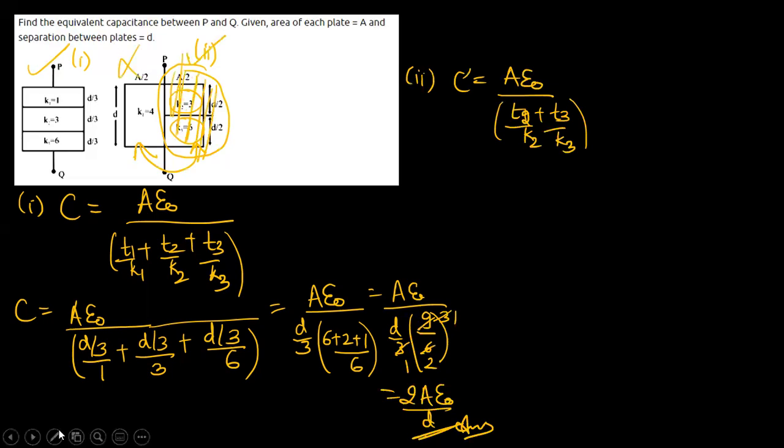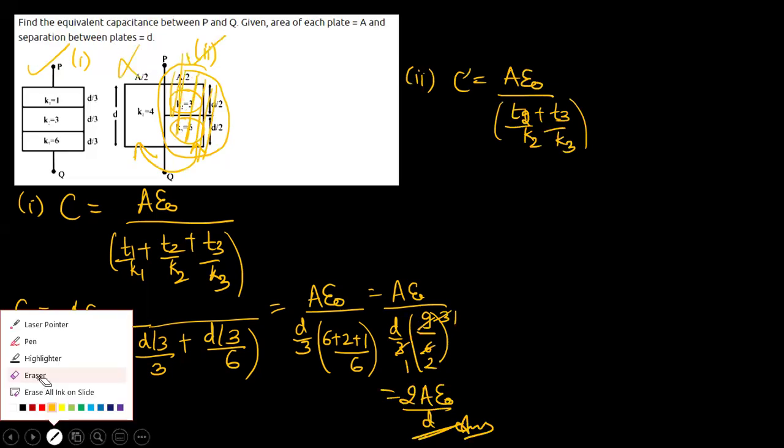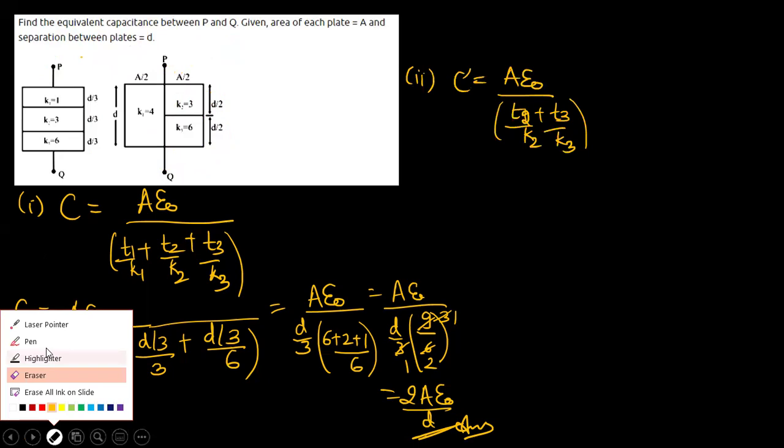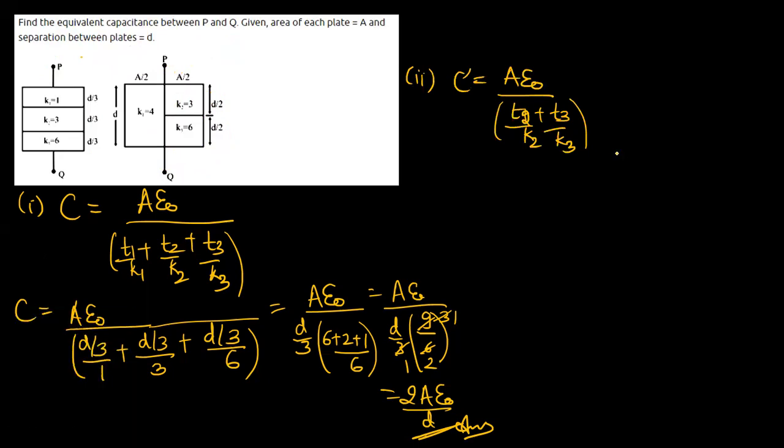So when you just solve for the right hand side part of the particular diagram, what do you see? There are two dielectric constants. The area is A by 2, thickness is D by 2, right? Area is A by 2, thickness is D by 2. So the thickness will be taken as D by 2 and dielectric constants 3 and 6. So this will be A by 2 as the area, epsilon naught divided by D by 2 upon 3 plus D by 2 upon 6.